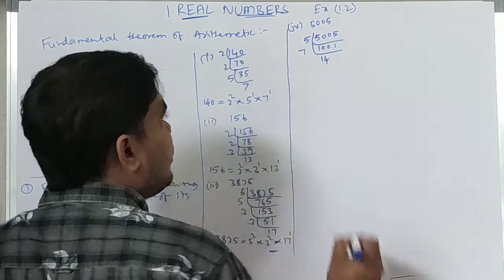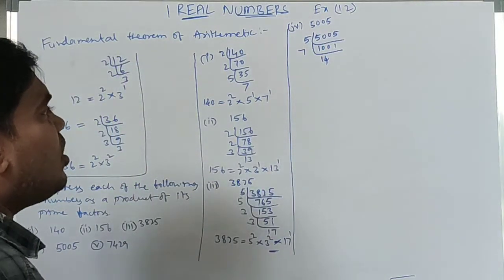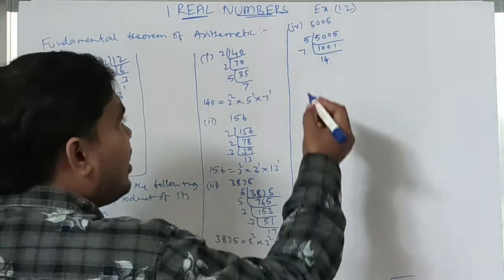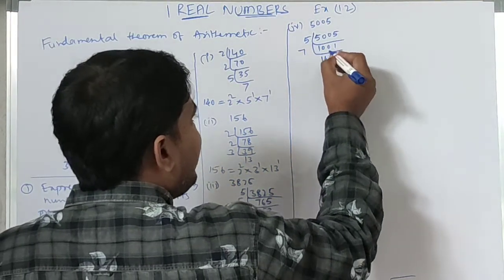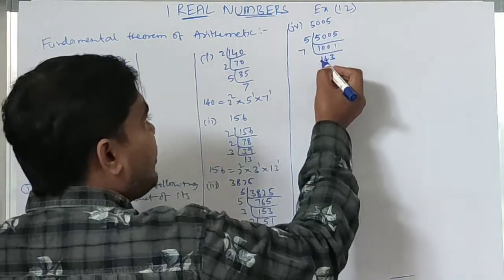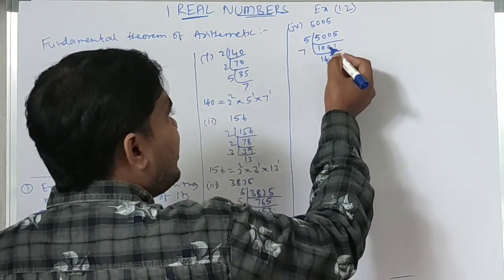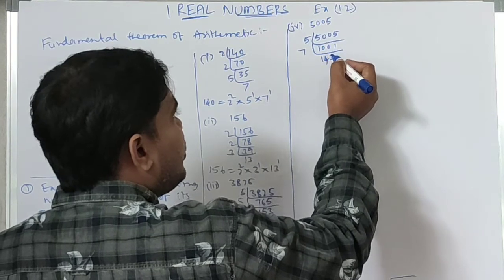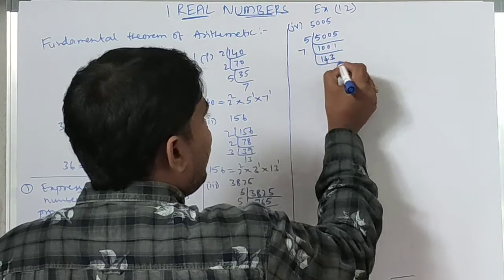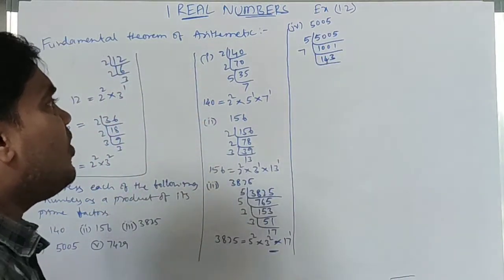7 into 4, 28. 30 minus 28 is 2, so 21. 7 into 3, 21. So 7 into 1, 7, 3, 30. 7 into 4, 28. 30 minus 28 is 2, so 21. 7 into 3, 21. So now it won't be divisible by 7.